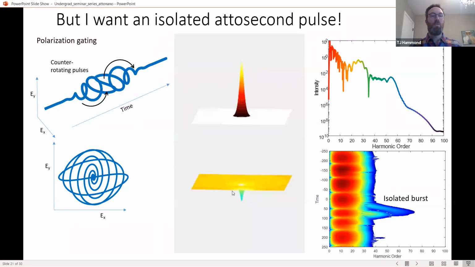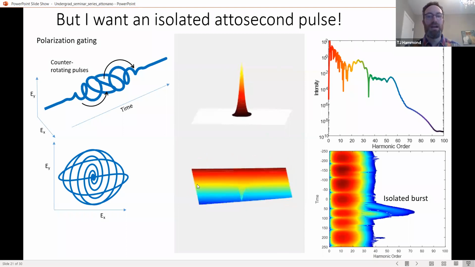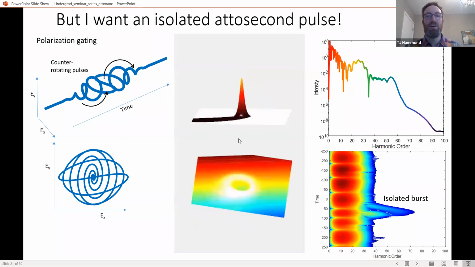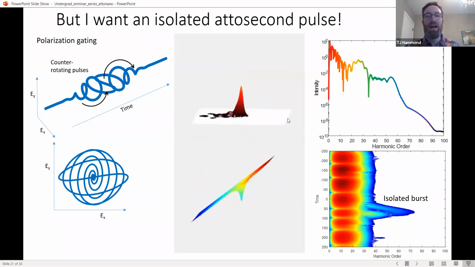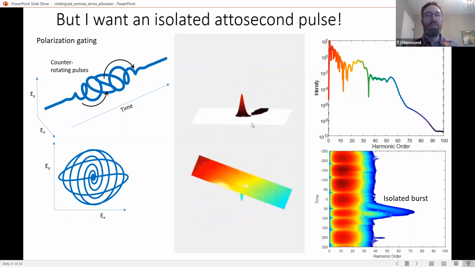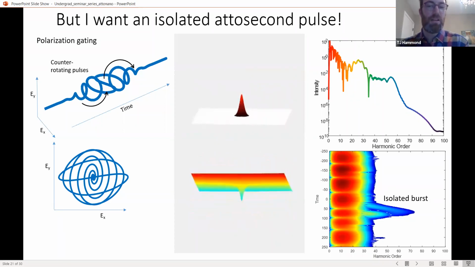But as I said, I want an isolated attosecond pulse. So how do we do that? Well, we again have a simulation here. What we do is we have this potential that's rocking around and rocking around. So it's going around in a circle. And if that's happening, these electrons aren't coming back. But then on one half cycle, we do make it come back, and then we make it go around and around and around. And this requires a fair amount of understanding coherent control and coherent processes.